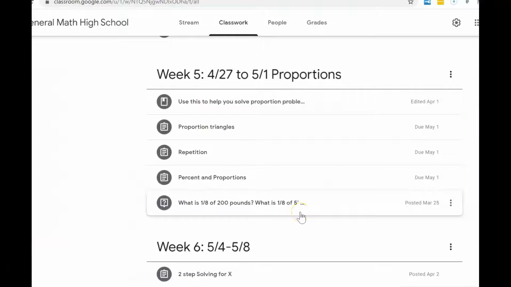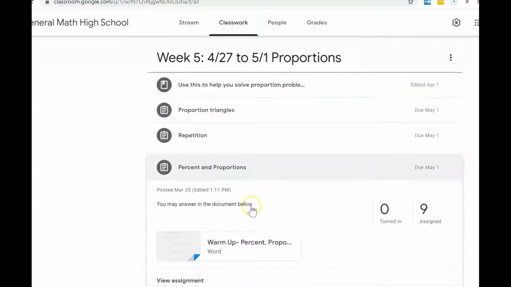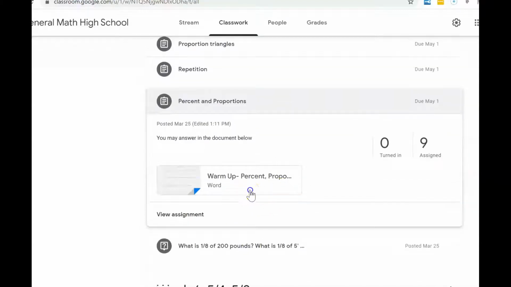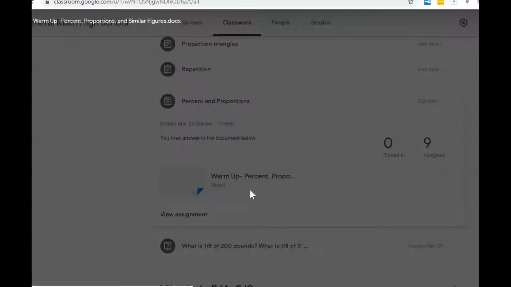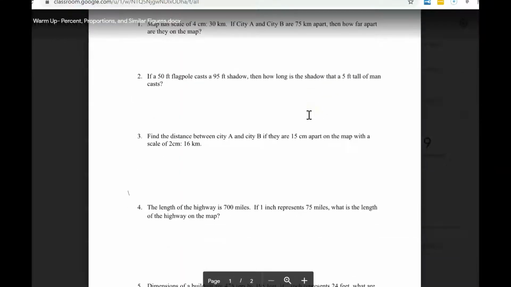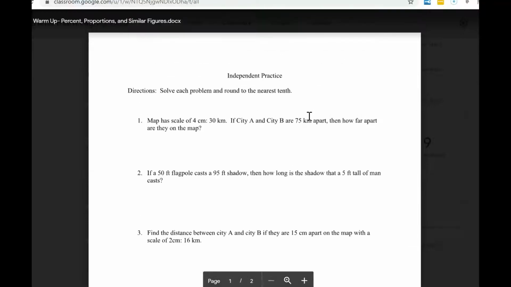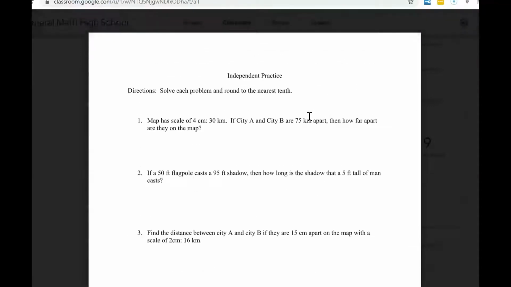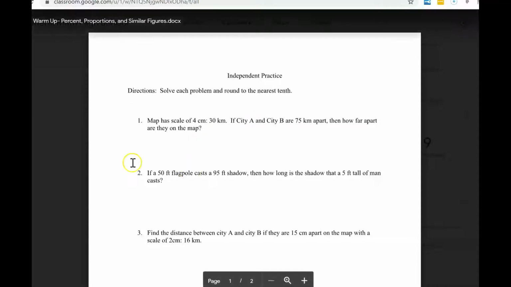So the next thing I'm going to do is do 2 problems from the percent and proportions worksheet. It's a warm-up, and I'm going to show you how to do 2 of these problems. I'm going to do 1 and 2. So there's 9 questions for you. If you do the first page of the shapes, proportions, do this independent practice, and just make sure you answer the question and do the PowerPoint, you are done with this week. So let me show you how to do the proportion problems.